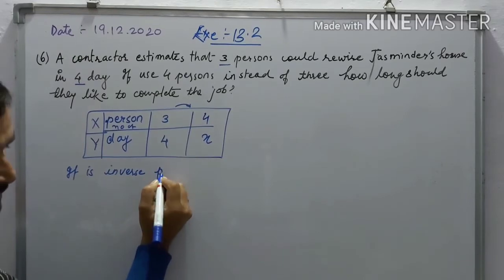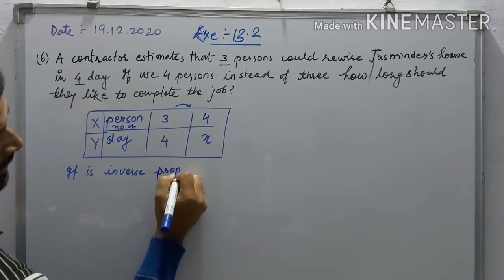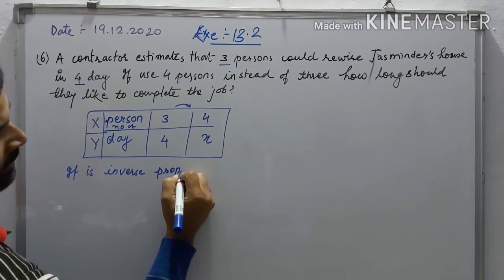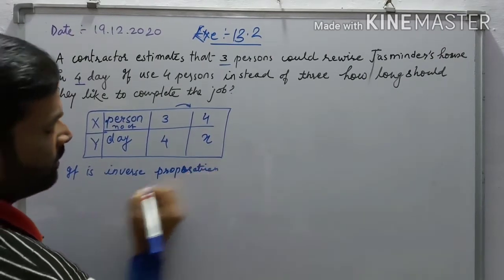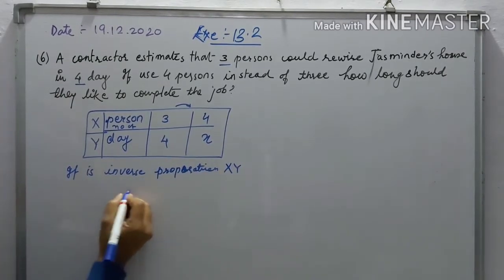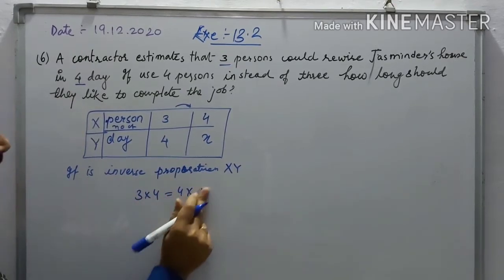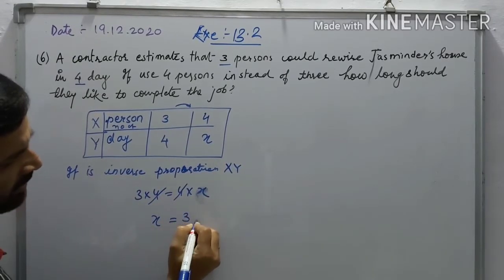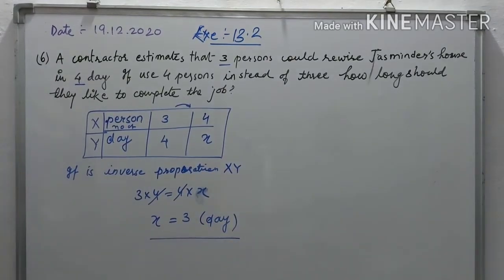Inverse proportion. Okay, so you write the value of X into Y. So 3 into 4 is equal to 4 into X, and directly cutting 4 with 4, the value of X is 3, which means 3 days. The work is completed in 3 days.